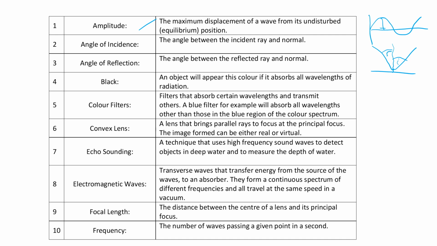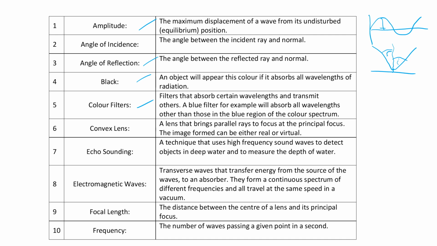An object will appear this color if it absorbs all wavelengths of light. Okay, so red, orange, yellow, green, blue, indigo, violet. If it absorbs them all, it will look black. Filters that absorb certain wavelengths and transmit others. A blue filter, for example, will absorb all wavelengths other than those in the blue region of the color spectrum. So blue absorbs everything except for blue. Color filter.